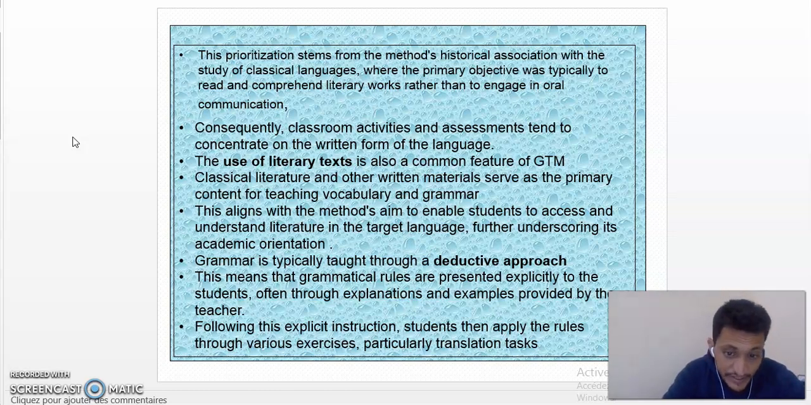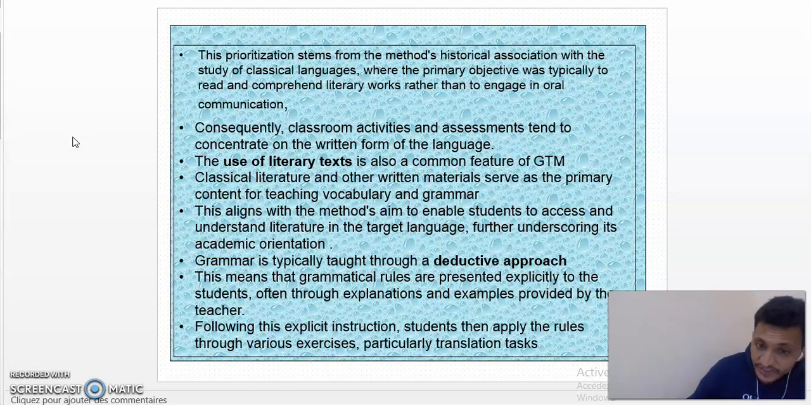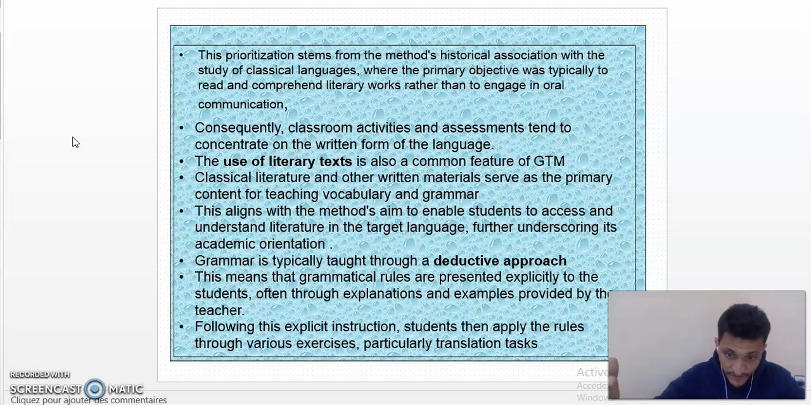Following this explicit instruction, students then apply the rules through various exercises, particularly translation tasks. So we use a deductive approach. That is, it's an explicit approach. We teach grammar explicitly. Then students apply these rules through various exercises, especially translation tasks.